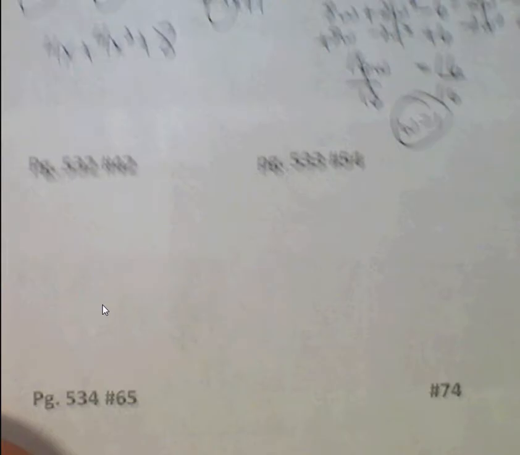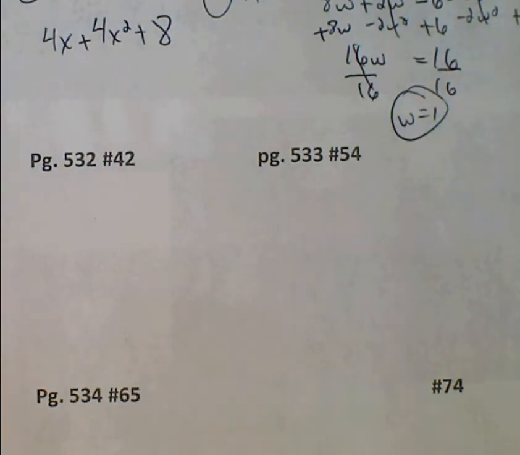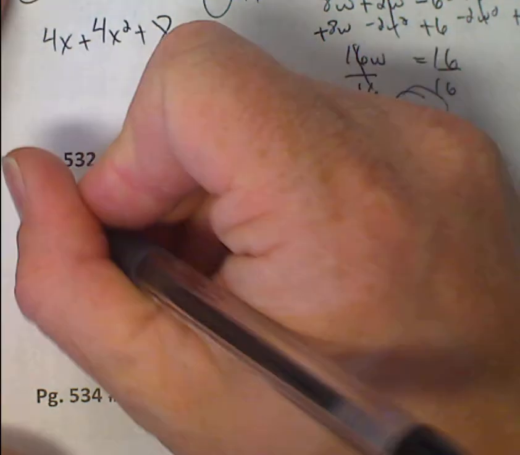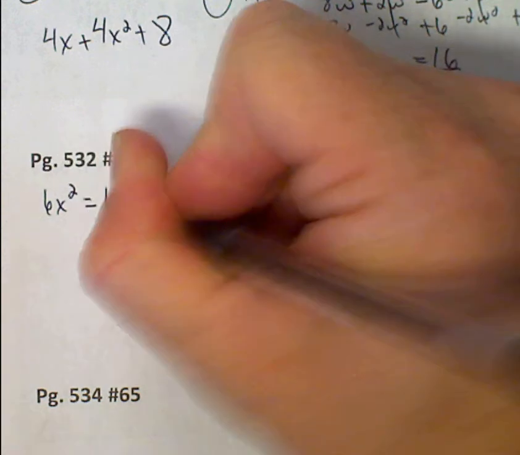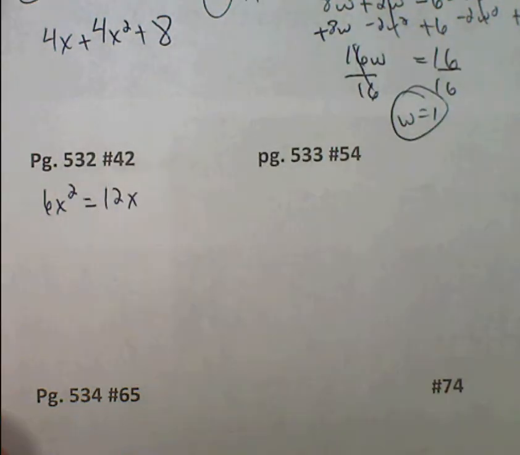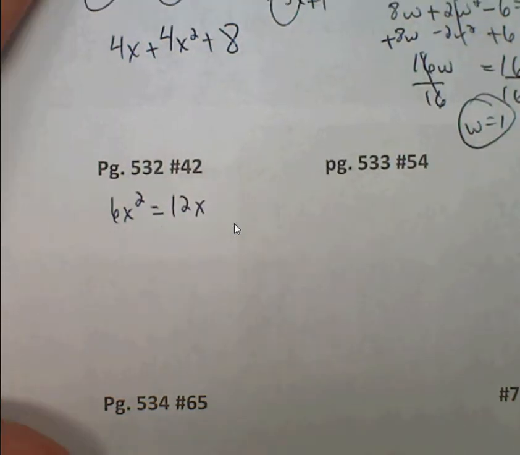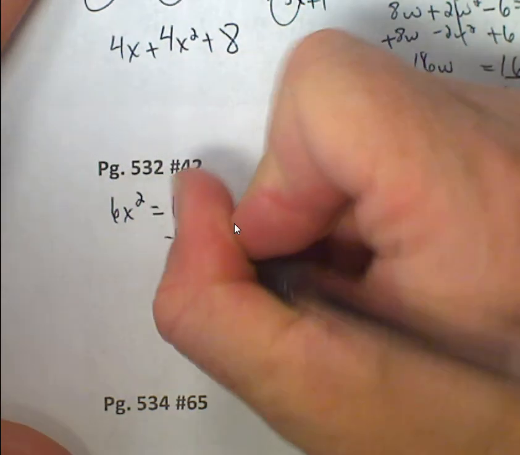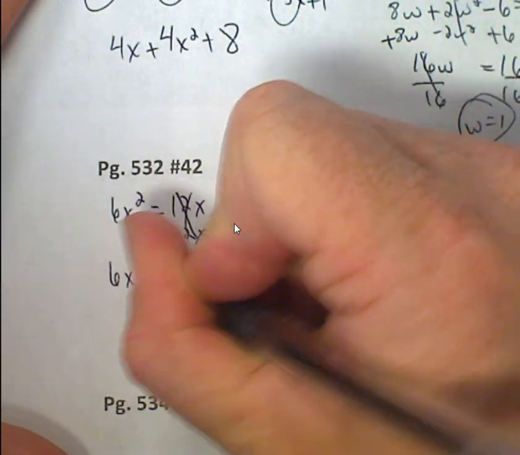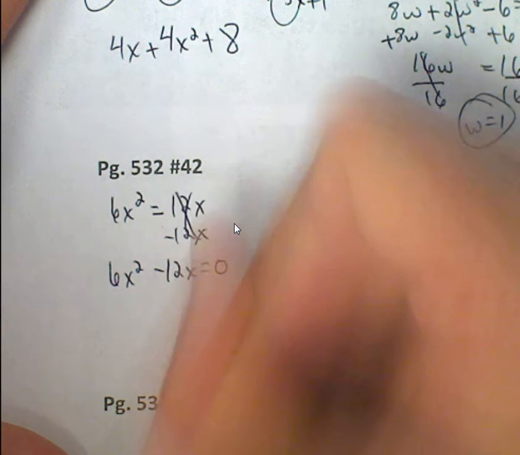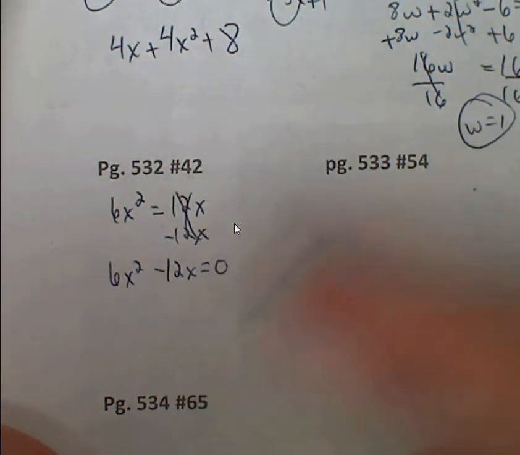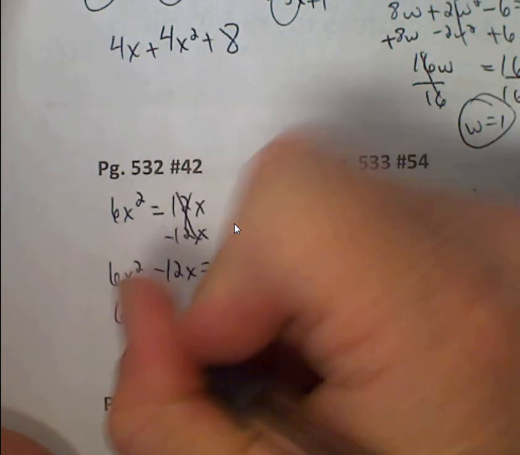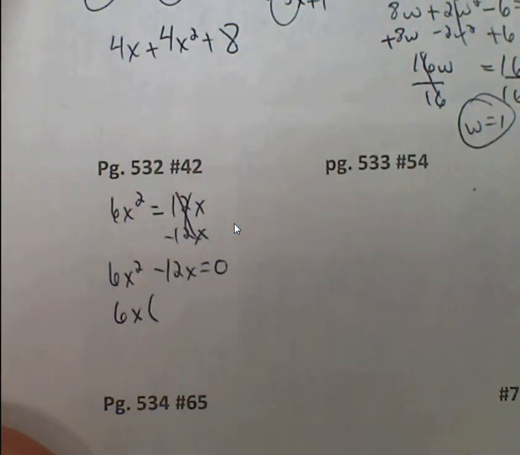Page 532, number 42. I have 6x squared equals 12x. I need to go ahead and solve this because I have an equal sign. I'm going to bring my 12x over. 6x squared minus 12x equals 0. I have an x squared, which means I need to take something out. So I can divide by 6 and take an x.